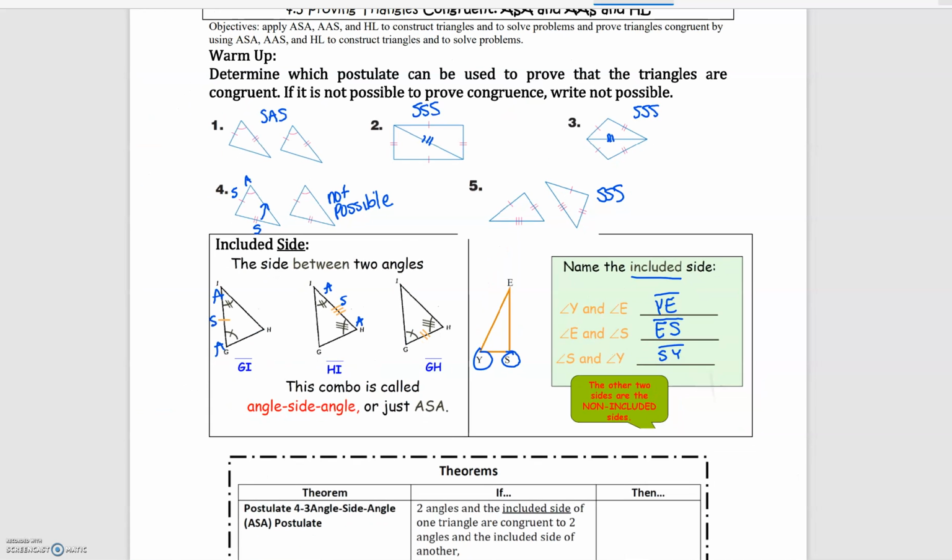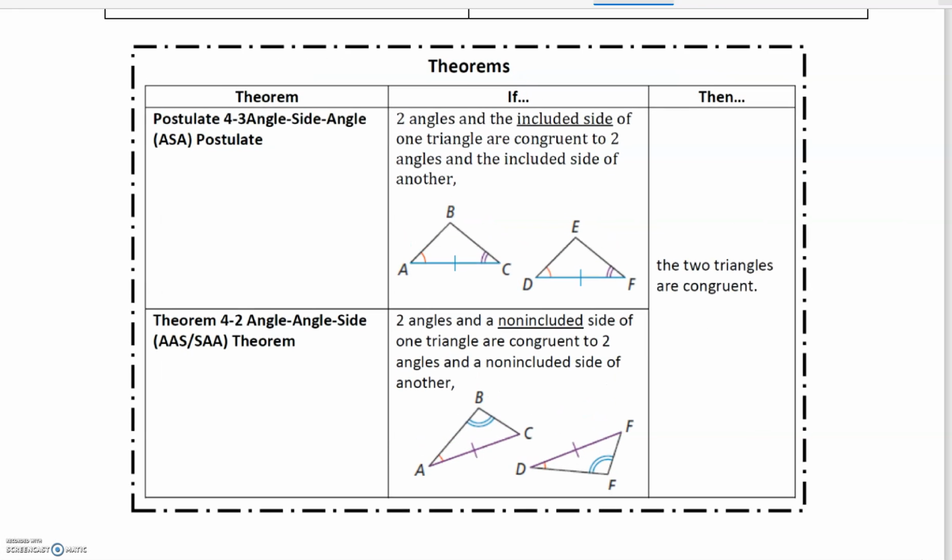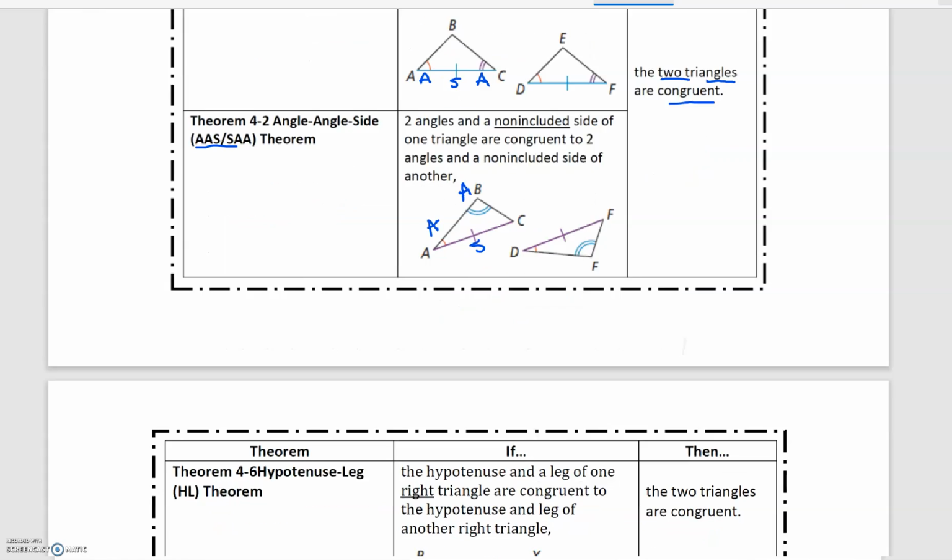So our 3 other methods, again, are angle, side, angle, where it's an angle, then the side, then an angle. And if it's on both triangles, then those 2 triangles are congruent. We also have angle, angle, side, and that is where we have an angle and a side. So this one does not have to be included. That side does not have to be included.